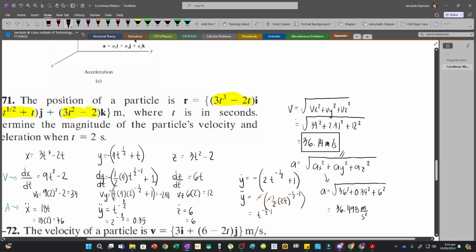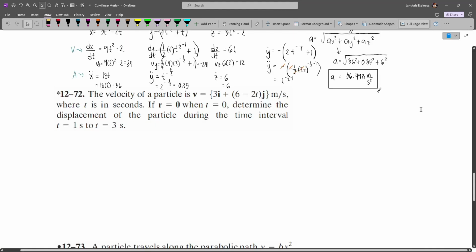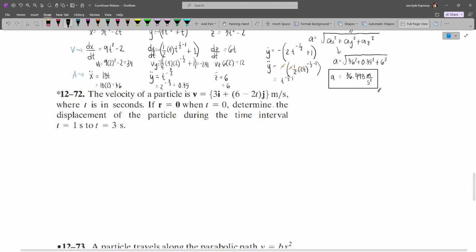Or simply, this is the unit of acceleration. So we now have these values. Let's now try to solve this problem. Now we are given the velocity of a particle, which is along x 3, and then along y 6 minus 2t, so we have vx equals 3, and then vy equal to 6 minus 2t, where t is in seconds.